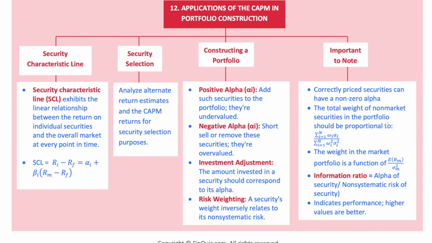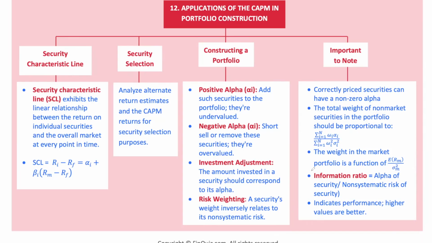Also, the total weight of the non-market securities you include in your portfolio, those outside the index, should be proportional to their alpha to risk ratio. That's alpha i divided by sigma i squared. This keeps your portfolio balanced and ensures that each position contributes efficiently to your overall performance.